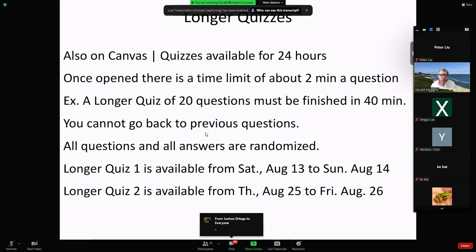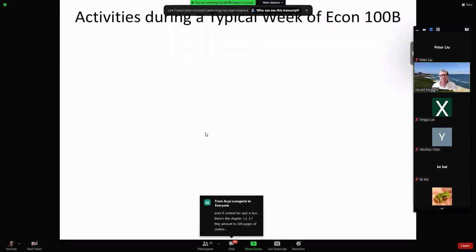The first longer quiz is available on Saturday, August 13th, and closes on Sunday, August 14th. And the second longer quiz is available from Thursday, August 25th, to Friday, August 26th, the last day of the term. I think I've mentioned this a couple of times: it is purposely so that 2 minutes isn't a lot of time. That's the purpose behind that.